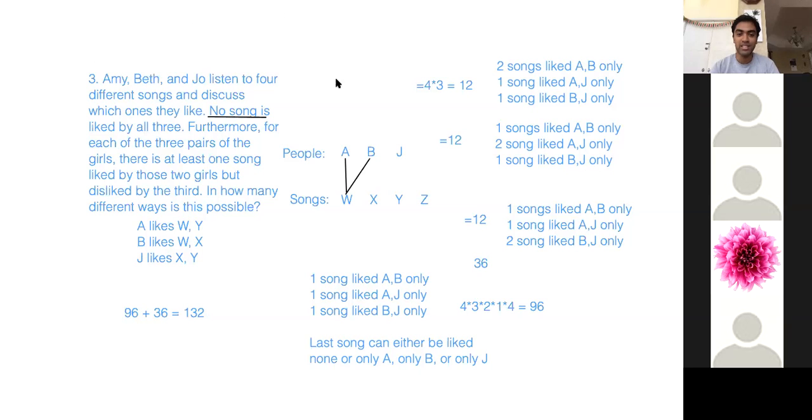Now, I think the tricky piece here is once you have to separate these 2 cases, thinking about one song liked by each of the pairs, and the last song liked by not a pair, but only the single or none of them, versus the last song being liked by a pair as well. So one thing that might be confusing is could we have just grouped it in here and counted, okay, the last song could be liked by none or only A or only B or only J or A, B, A, J, B, J. Would that have worked in this case? Could we have done that instead?